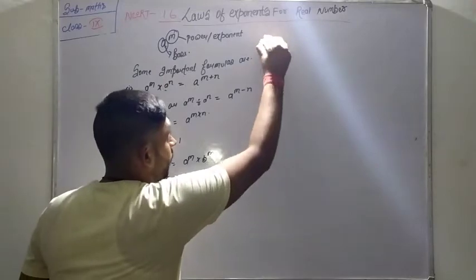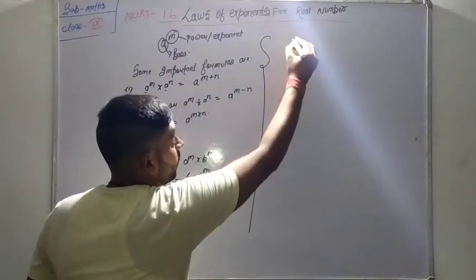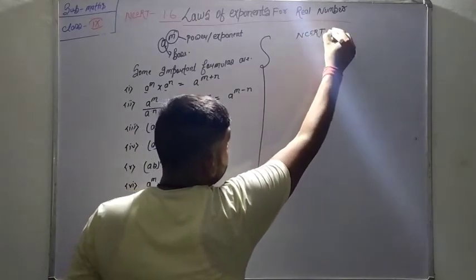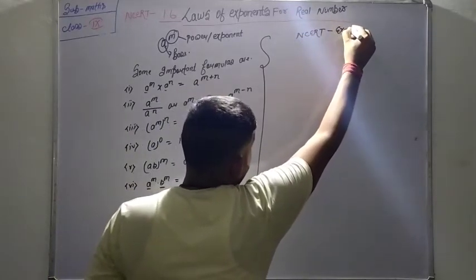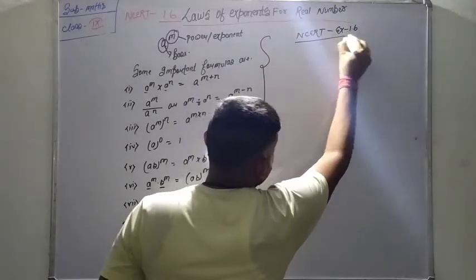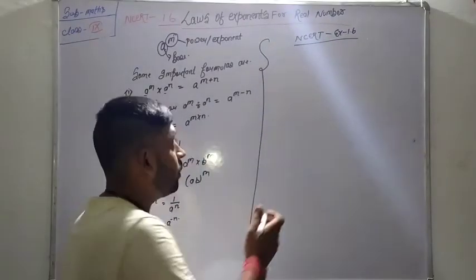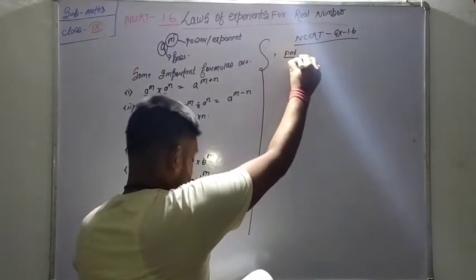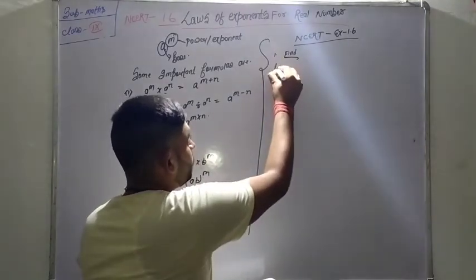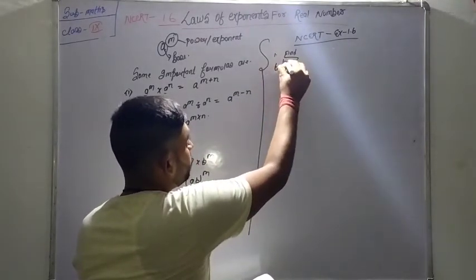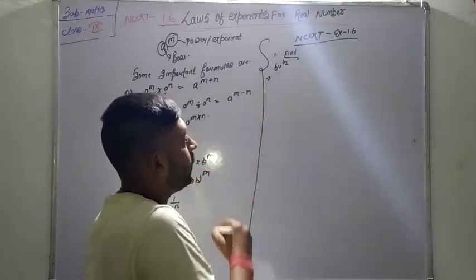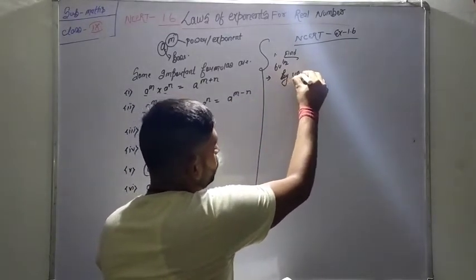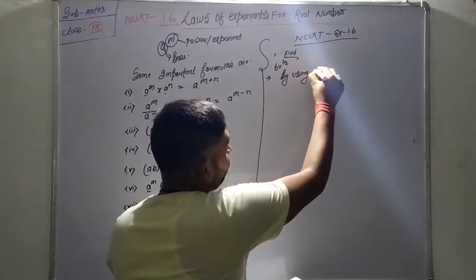Now exercise. NCERT exercise 1. Number 1: find 54 raised to the power 1 by 2. Now solution. Here we use the prime factorization method.